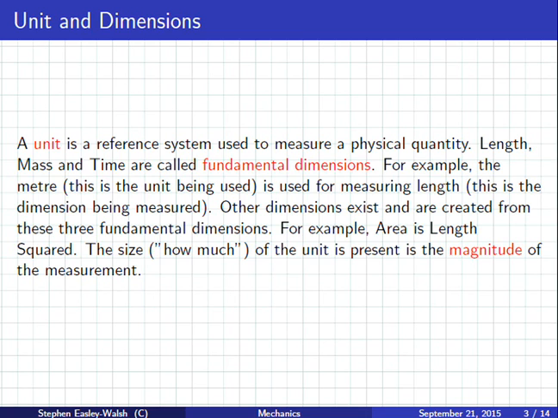Does anybody know what their mass is? How many kilograms they are? Around 90. So if Fahad is 90 kilograms, what's the magnitude? 90. And the dimension? What is the dimension in this example? Mass. And the unit? Kilogram. Okay, so we got these 3 words? Yes? No? You don't seem happy with this. Confused? I'll give you another example.